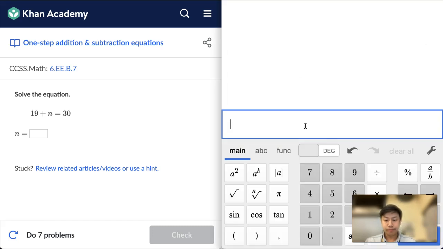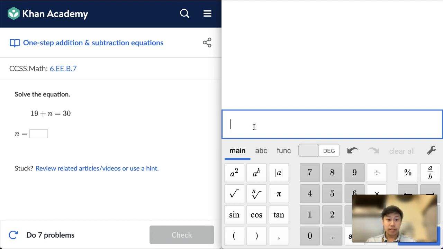I'm just going to have an extra window here just to lay out my work. So I'm going to copy the equation. It says to solve the equation 19 plus n equals 30. So this is your variable that you're solving for, right? Variable is a placeholder for a number. 19 plus some number equals 30. A lot of you guys can do this in your head, right? But I'm going to show you how to get the exact answer with doing some inverse operations.